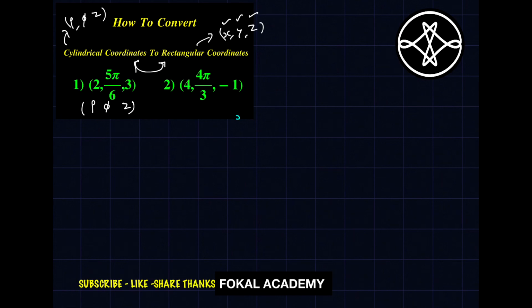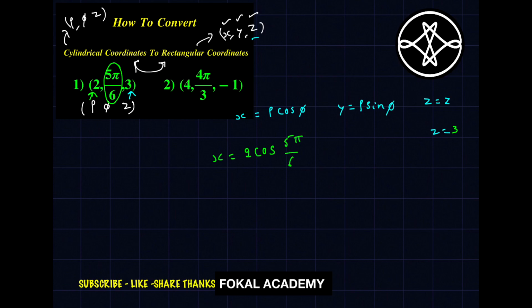We know that x can be represented as rho into cos phi and y can be written as rho into sin phi, where z is z only. So here z is 3 only, and x equals rho value 2, that is 2 into cos of phi, and phi is 5 by 6, and here y equals rho, which is 2, sin of phi, and phi is 5 by 6.